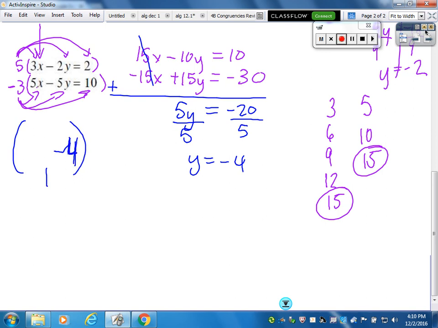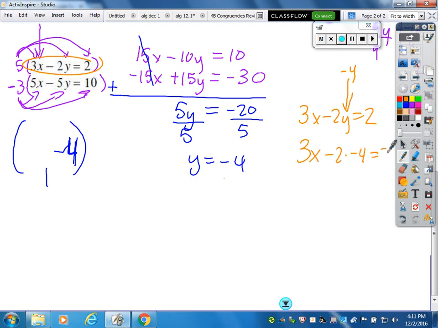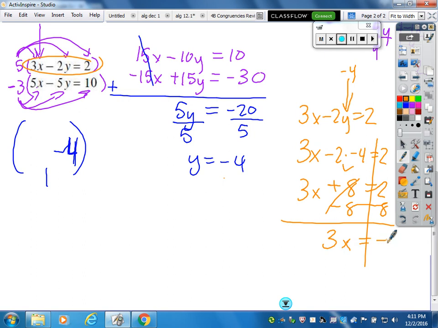Now let's use that to solve for the first part. Let me get rid of this work over here. Choose your favorite equation. I'm going to go with the top one. 3x minus 2y is equal to 2. I know that y is negative 4. So I really have 3x minus 2 times negative 4 equals 2. Do some quick math right there. Negative 2 and negative 4 make positive 8. It's a two-step equation. Subtract your 8. And 3x is equal to negative 6.